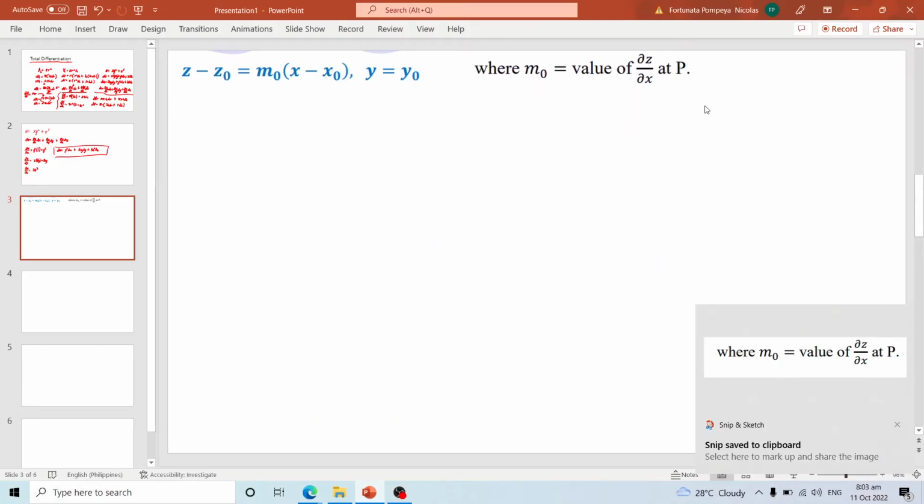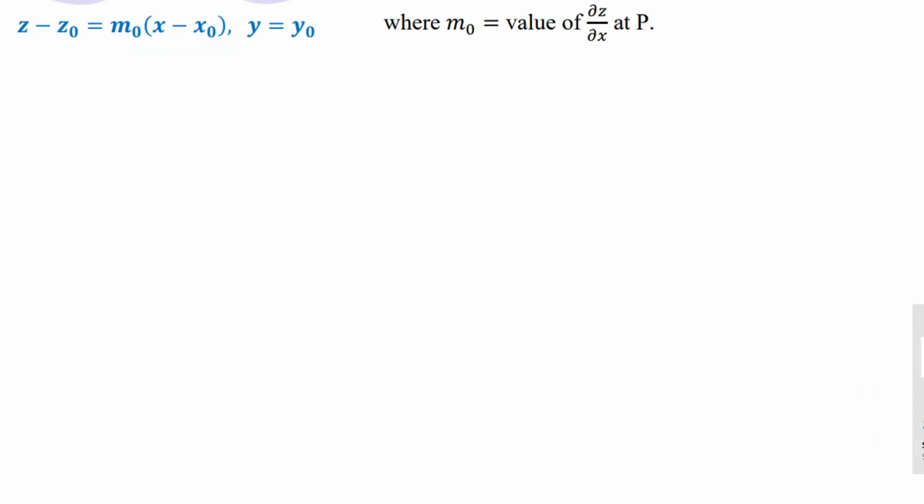Okay. So, if you remember, this is actually a point-slope formula, except that y is not used because y is a constant. Okay? Y is constant. What we use is z minus z sub o is equal to the slope times x minus x sub o.